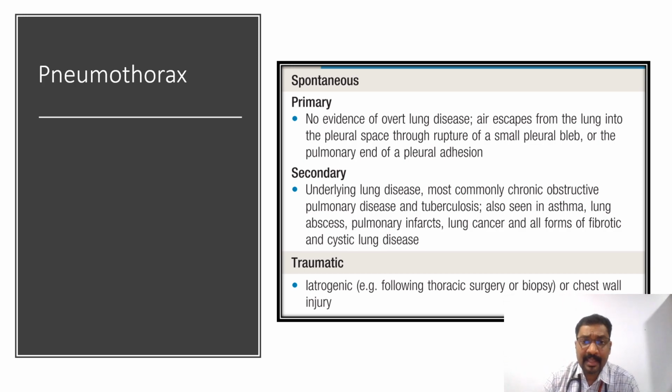Whereas in secondary, there is an underlying lung disease. This is mostly chronic obstructive pulmonary disease, which can cause emphysematous bullae, and those bullae can rupture. Sometimes tuberculosis can also be seen. Rarely also asthma, lung abscess, pulmonary infarcts, and even lung cancers all form this kind of secondary cause for a pneumothorax. Traumatic being either iatrogenic following a thoracic surgery or a biopsy, or sometimes after a road traffic accident or any other kind of chest wall injury.